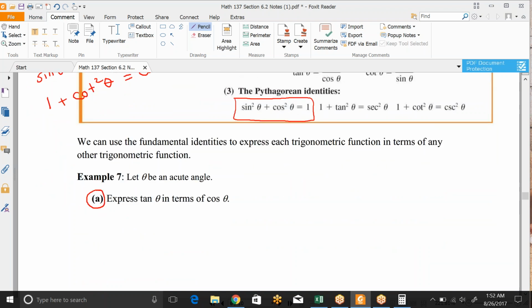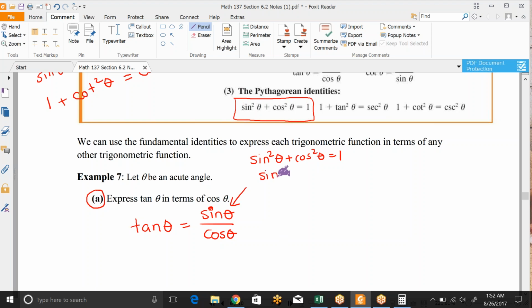Okay, so this first one says, let theta be an acute angle and express tan theta in terms of cosine. Well, the first thing I would think to do is to write it as sine theta over cosine theta. And I'm thinking, okay, well that's good because I have a cosine there. The problem is we need to somehow get rid of the sine and write it as a term, or maybe a binomial or trinomial of terms, depending on what it is, that are only in cosine. So if we take our very special sine squared theta plus cosine squared theta equals 1, if we solve that for sine, we will have something that's in terms of cosine.